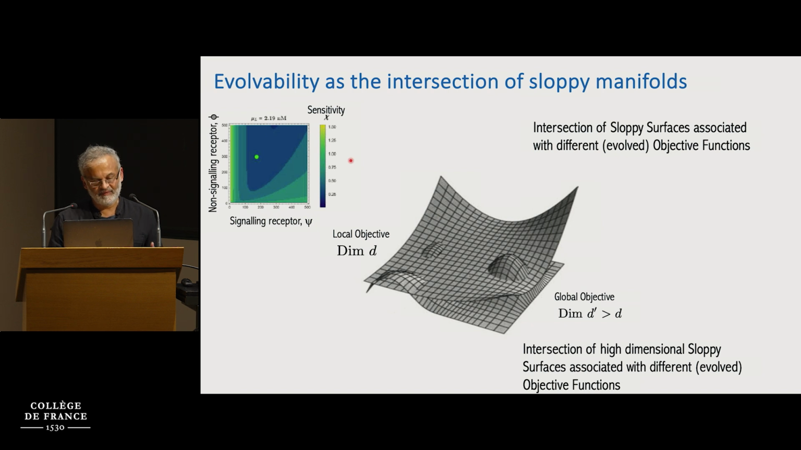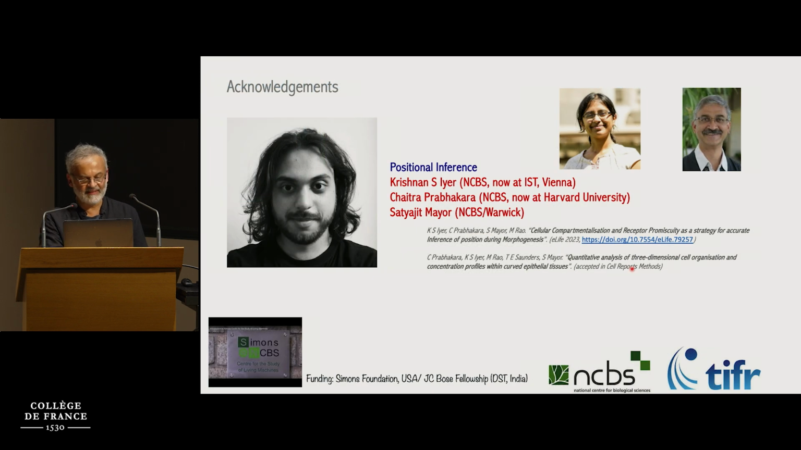The idea that I'm trying to investigate now is the notion of evolvability. The reason why you have such high dimensional sloppy manifolds is that it allows for an intersection of the sloppy manifolds of these two objectives, the local objective and the global objective. If it were low dimensional, the probability of such intersections would be very low. So the idea is that the reason for dimensional reduction in these parameters is a desired biological feature, namely evolvability. With that, I'm going to end my talk.